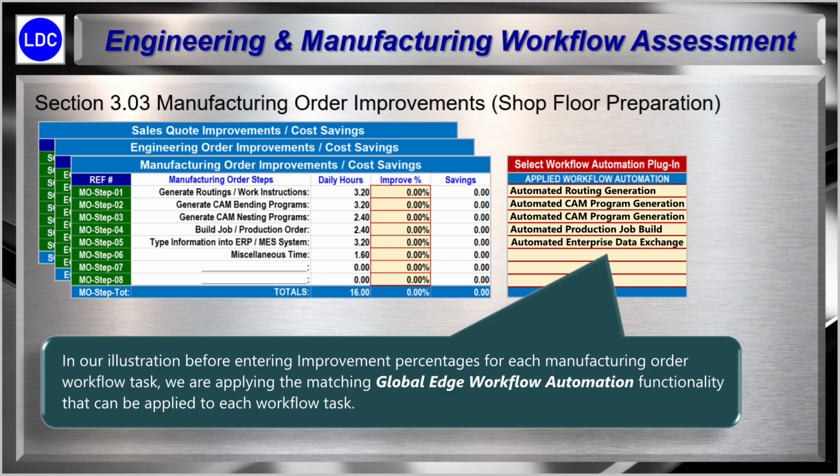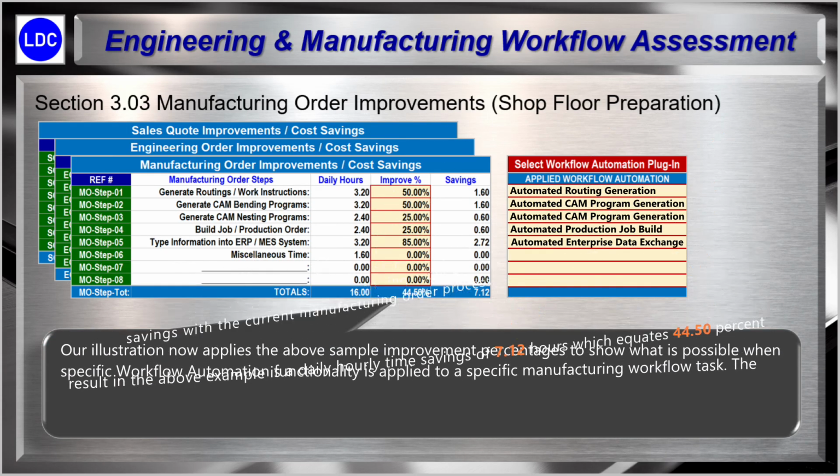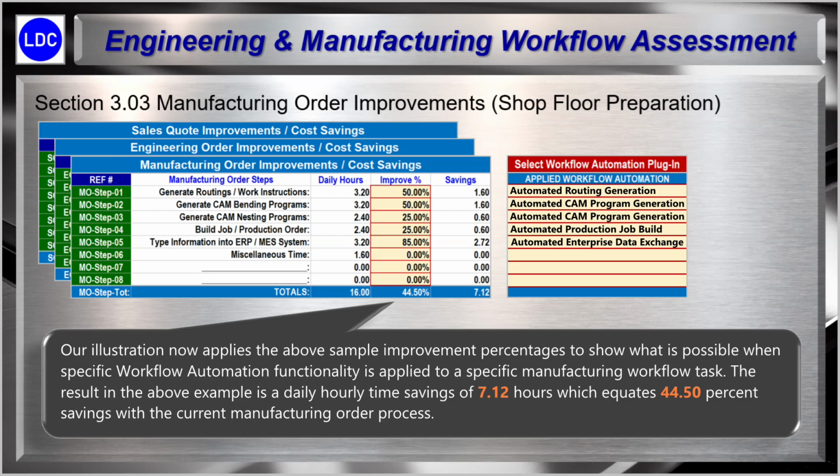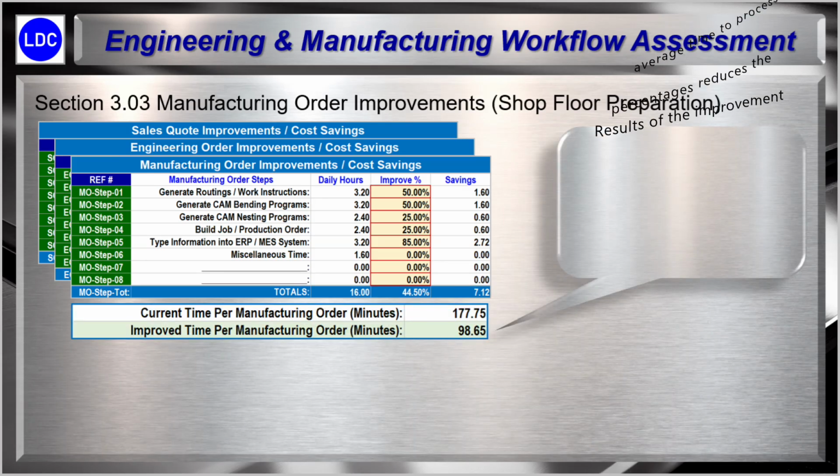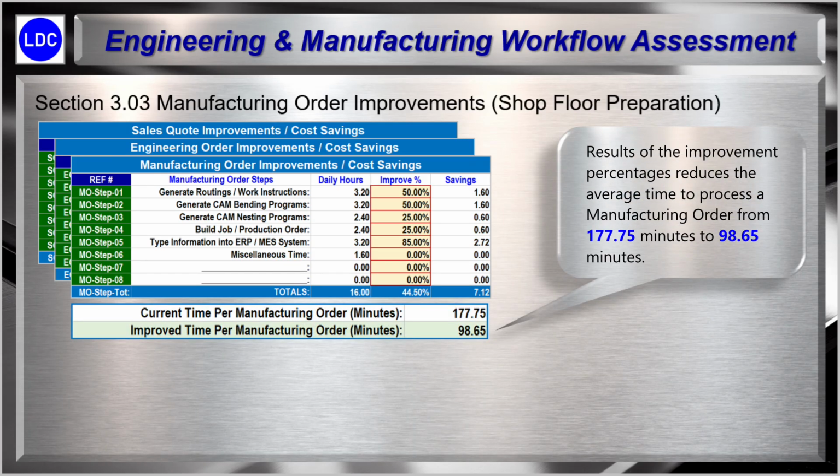Automated enterprise data exchange. Our illustration now applies the above sample improvement percentages to show what is possible when specific workflow automation functionality is applied to a specific manufacturing workflow task. The result in the above example is a daily hourly time savings of 7.12 hours, which equates to 44.50% savings with the current manufacturing order process. Results of the improvement percentages reduce the average time to process a manufacturing order from 177.75 minutes to 98.65 minutes.